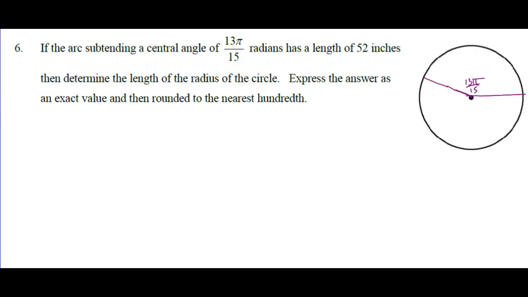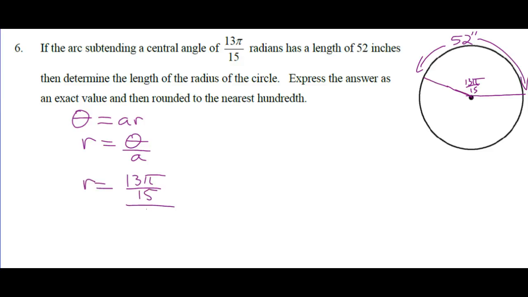So if the arc subtended has a length of 52 inches, so this is the arc, and this is 52 inches, then determine the length of the radius. Express the answer as an exact value, and then round it. All right, so I'm going to go with theta is A over r, because that's the formula they give me. And then I'm going to change that to r is equal to theta over A, which is the correct rearrangement, I hope. Okay, so r is equal to theta over A. I'm trying to get the radius. So here I've communicated I'm looking for the radius. And so r is equal to 13 pi over 15 divided by 52.